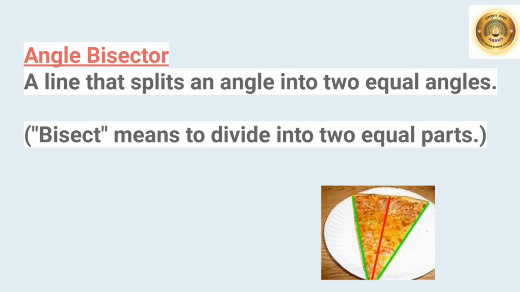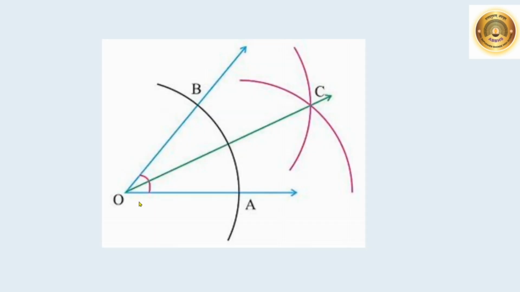Today let's revise what is an angle bisector. An angle bisector is a line that splits an angle into two equal angles. Bisect means to divide into two equal parts. Here, if you can see this pizza in the shape of an angle, it is cut by the red line into two equal parts. Here angle AOB is bisected by the ray OC.